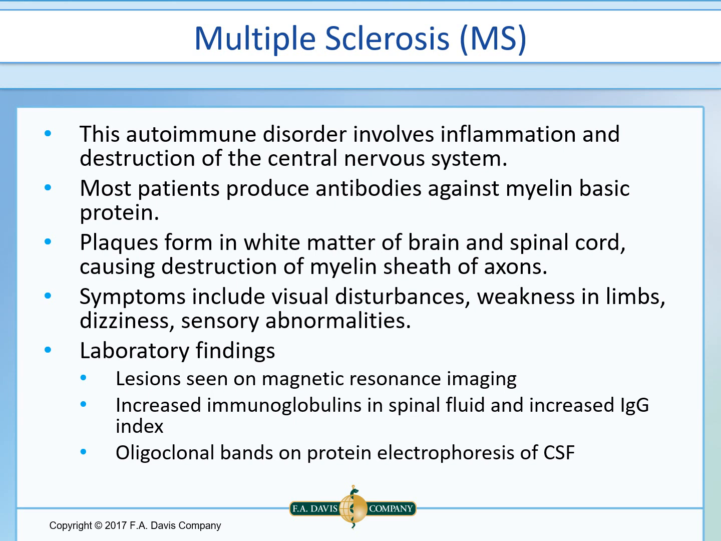The diagnosis of MS is based primarily on clinical symptoms and demonstration of the disseminated lesions in the white matter of the brain and spinal cord by magnetic resonance imaging. Symptoms of the disease include visual disturbances, weakness in the limbs, dizziness, and sensory abnormalities. Several laboratory tests in combination are used to support the diagnosis, including increased immunoglobulins in spinal fluid and oligoclonal bands on protein electrophoresis of cerebral spinal fluid.